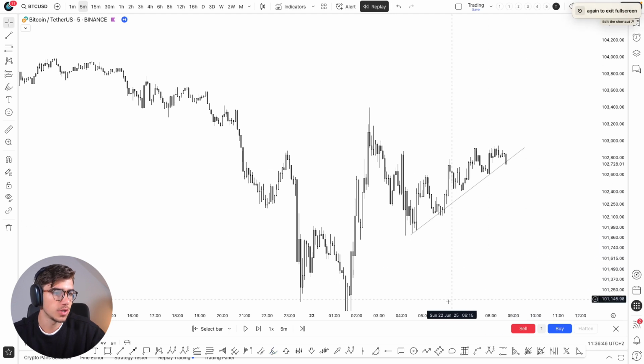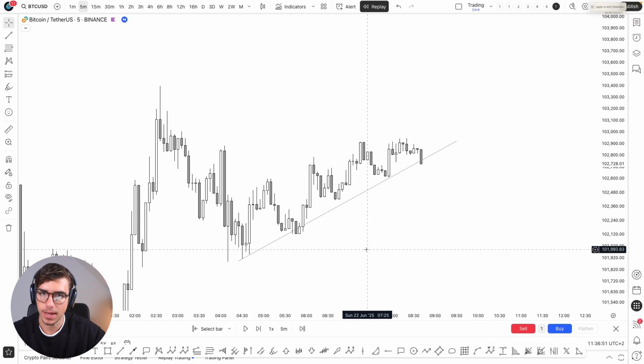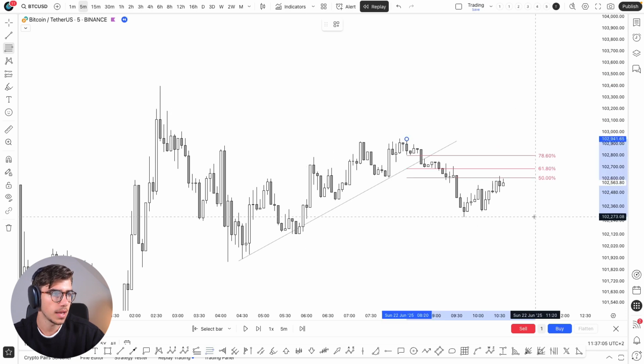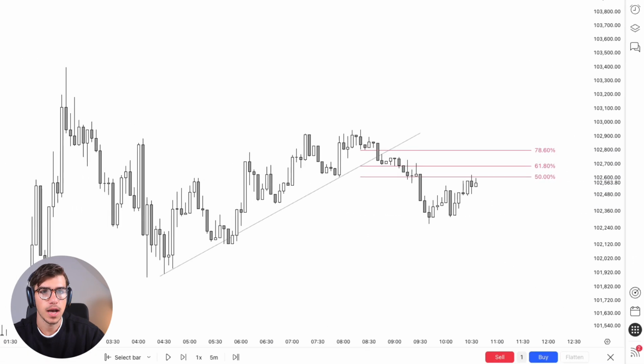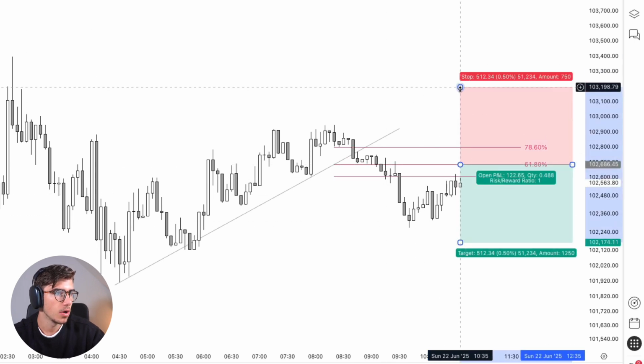So what we're going to do is simply wait for a proper break of the trend line that we have identified right here. And then we're just going to continue the process. So let's wait and see. There we go. We've now had a proper break. And all we're waiting for now is the retracement into the 61.8%. So we're going to place our entry point at the 61.8% as we always have.